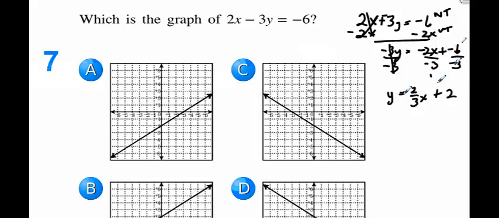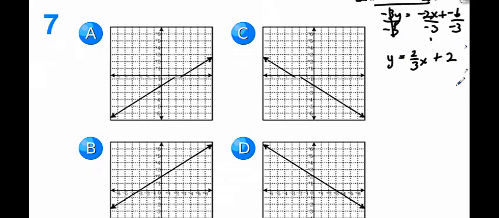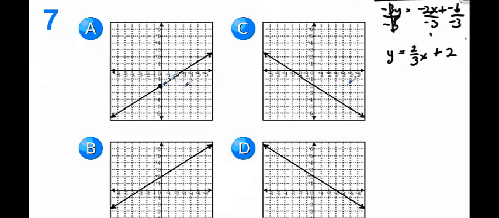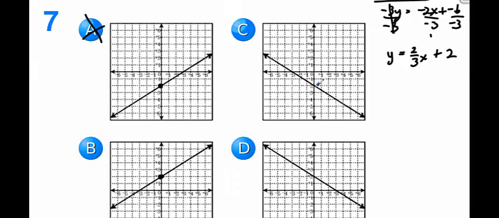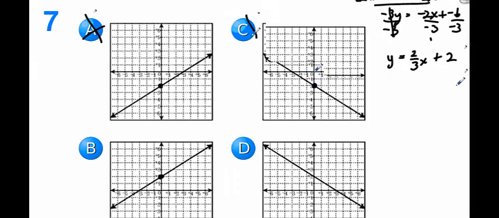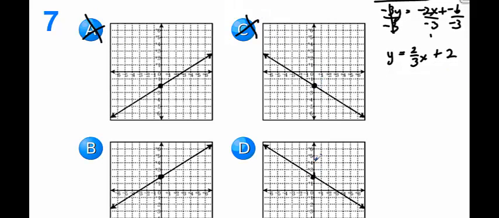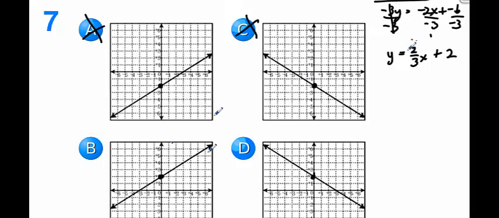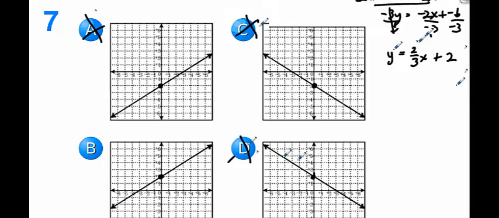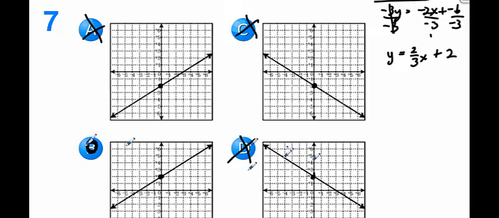So, look at your y-intercepts. Negative 2, not possible. Positive 2, possible. Negative 2, not possible. Positive 2, possible. So we have B or D. So what do you think you do next? Of course, you look at the slope. Positive slope. This is going up and to the right, so it's positive. D is going up and to the left, so it's negative. We know that can't be possible. So our answer is B.